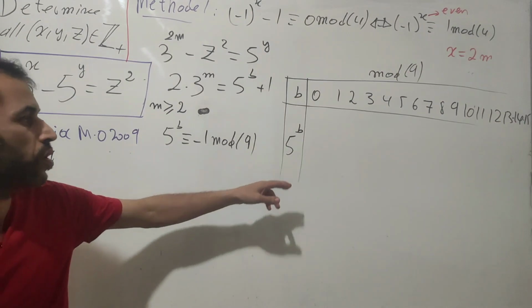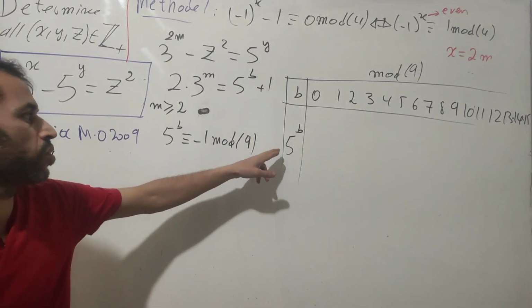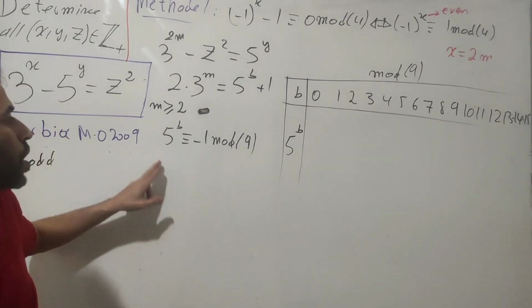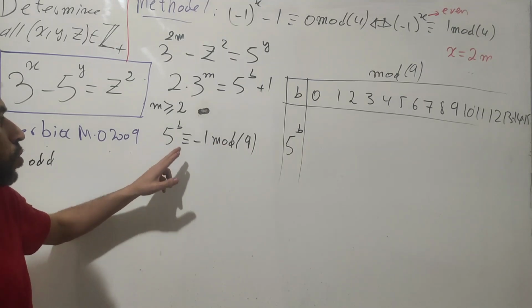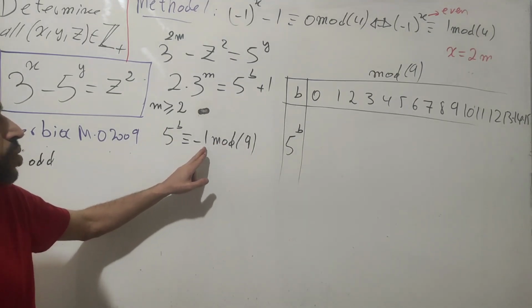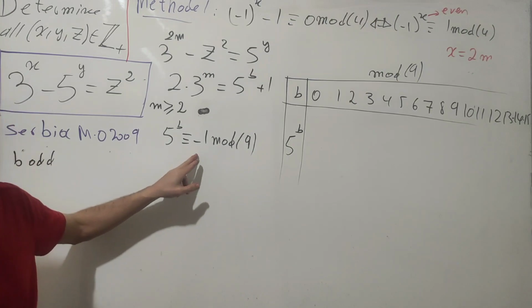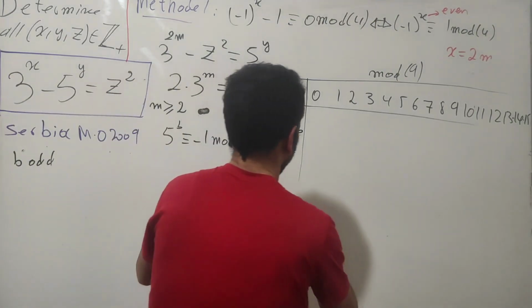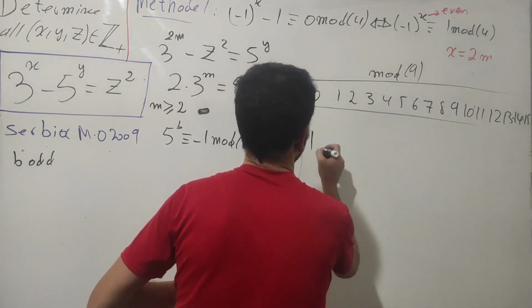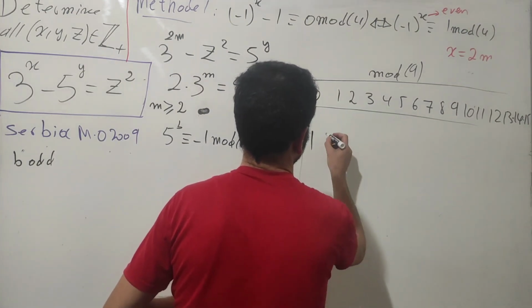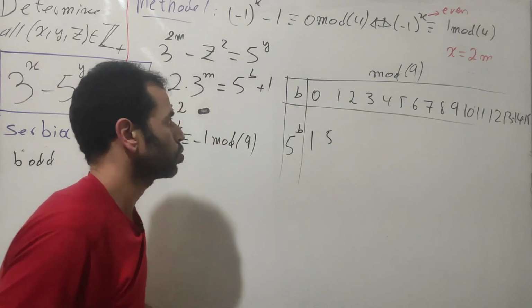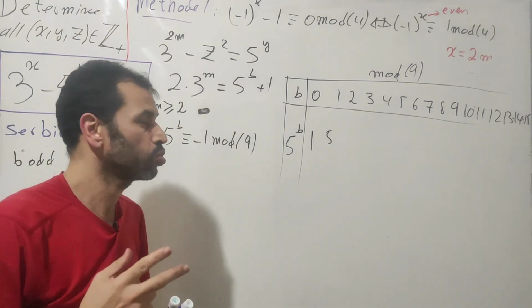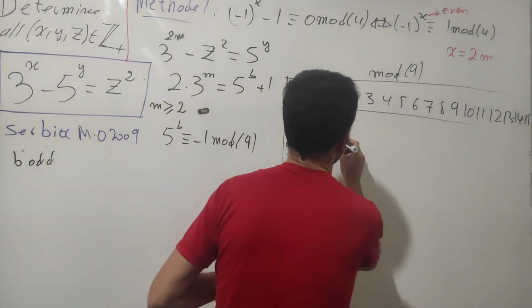Now we are going to determine the possible values of 5 to the b. I already reduced the equation to mod 9 and ended with a remainder of minus 1, so we are going to check where we have minus 1 as a remainder. Here, the first value is 0, which becomes 1. 5 to the 1 is 5. 5 squared is 25, which is 2 less than 27, so minus 2.